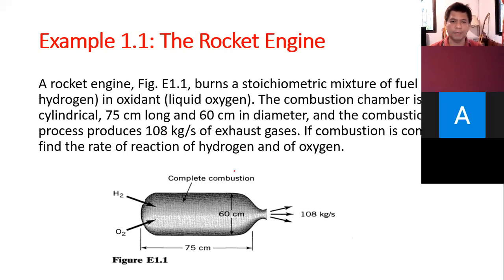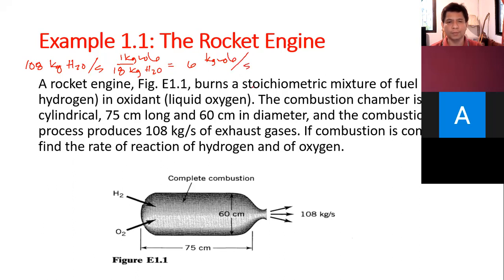So for example, you have 108 kg per second of exhaust gases. This is water. So if you have 108 kg of water per second, water is 18, right? 18 kg of water is equivalent to 1 kg mole. If you use your calculator, you're going to get 6. So the production of water is 6 kg mole per second. So for example, you have 6 moles of water as product of combustion.